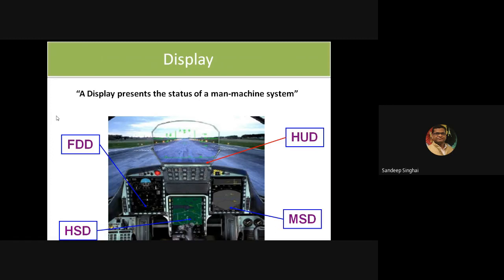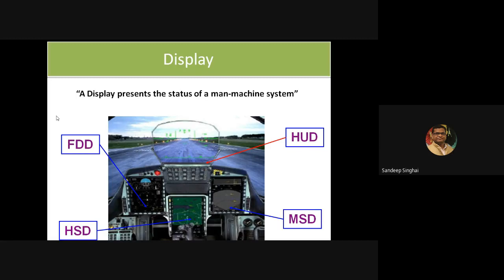Since I am always immersed with head-up displays, I believe that you all participants also know this, but for the sake of your knowledge, what is a display actually? A display is something which presents the status of a man-machine system. In a modern cockpit there are a lot of displays available, which are FDDs, HSDs, and MSDs, and all these displays are classified as HDDs, head-down displays.